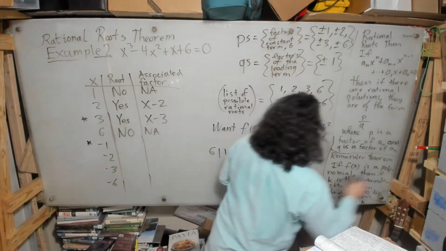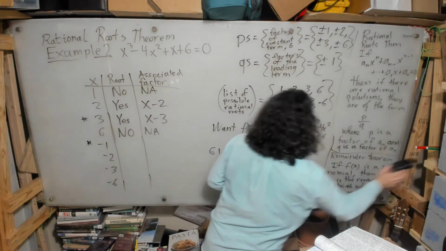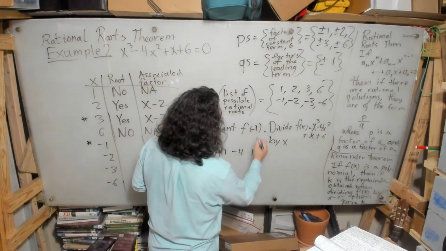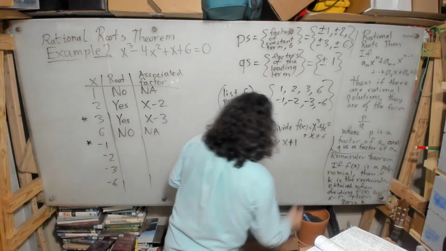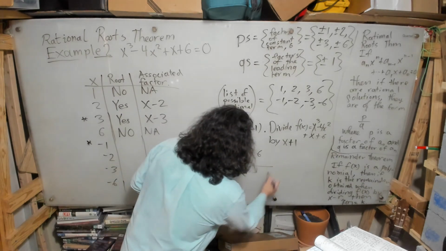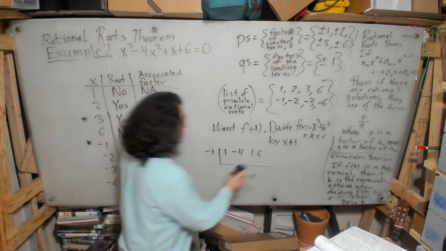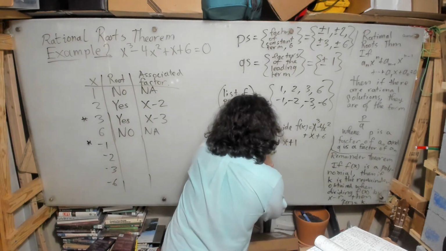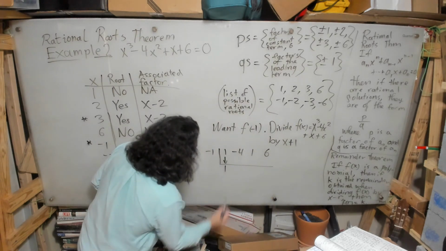So let's evaluate this at negative 1. So if we want to evaluate it at negative 1, then we're going to divide it by the factor x plus 1, right? And so on the outside of the division house, we're going to put a negative 1. And let's separate this number a little bit more so that we can see it more clearly, which one is which. So now I drop this constant down and I get 1.